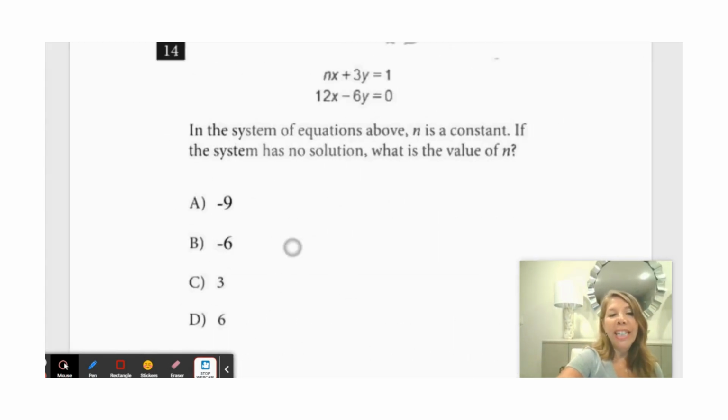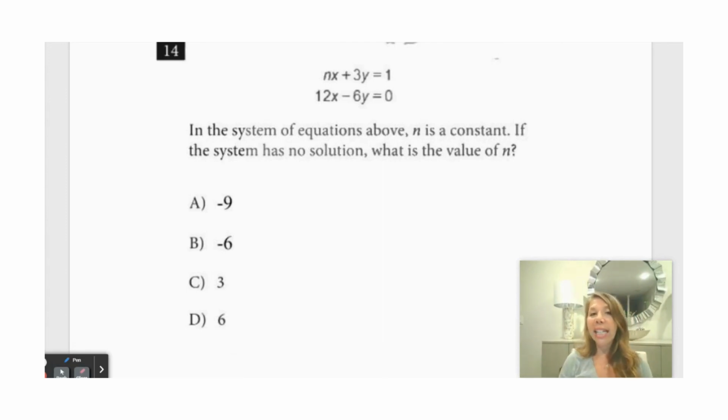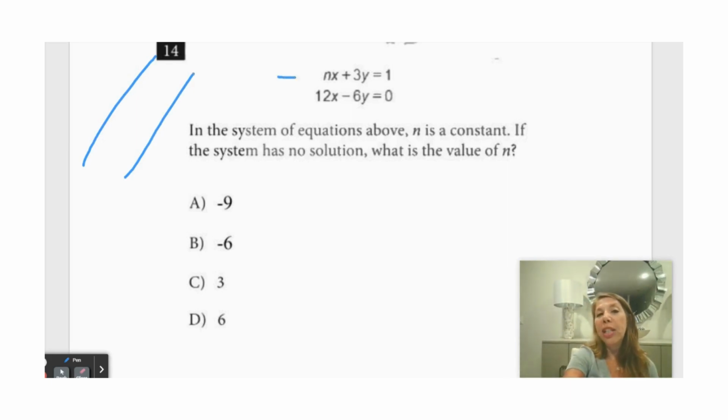The question reads, in the system of equations above, n is a constant. If the system has no solution, what is the value of n? Well, just as we said before, if they have no solutions, that means that the lines are parallel, and parallel lines have the same slope. So the first step would be to put these equations into the y equals mx plus b format so that we can easily identify what the slope is.